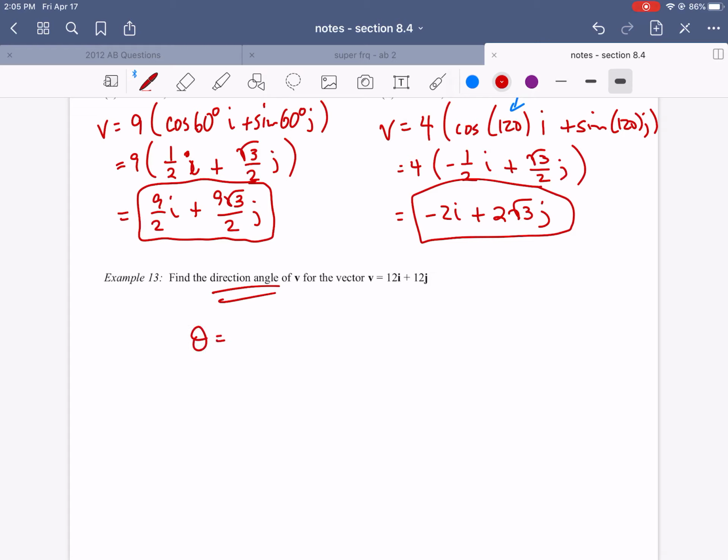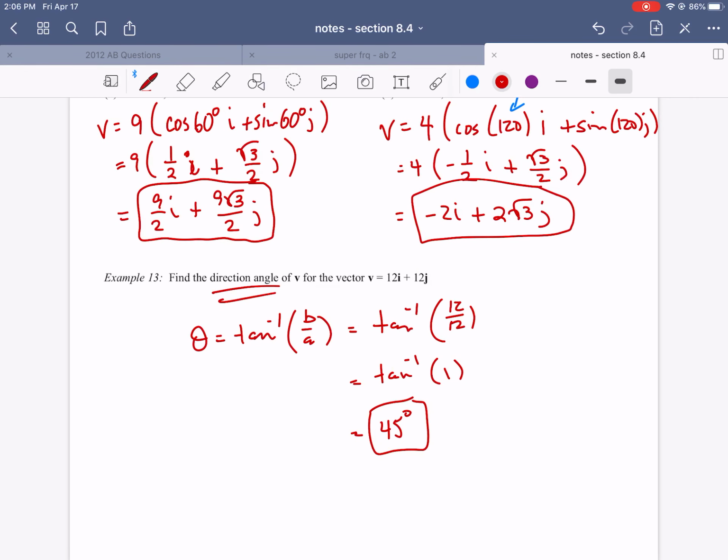And so this is going to be done very similar to what we did with complex numbers in an earlier section. This will be tangent inverse of b divided by a. And in this case, a and b are both 12, so 12 divided by 12 is going to equal the tangent inverse of 1, and this is going to be in degree mode. And so in degrees, what angle has a tangent value of 1? That would be 45 degrees.